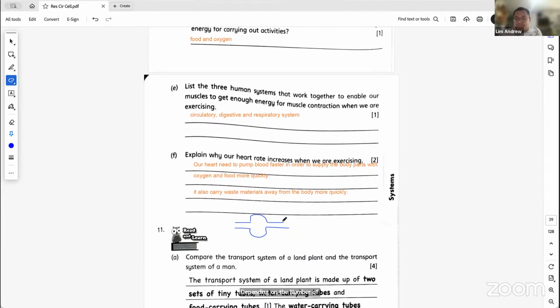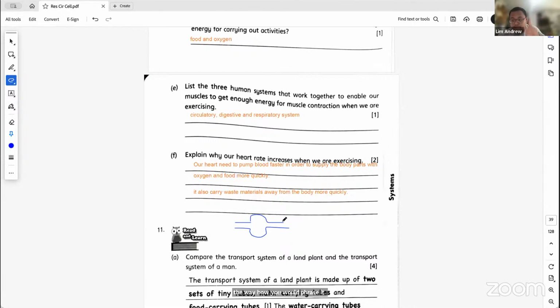So the correct answer should be our heart needs to pump blood faster. The heart rate increases because our heart needs to pump blood faster, not more, faster, in order to supply the body parts with oxygen and food more quickly. Not because our heart needs to pump more blood. You would not see a big chunk of blood floating around your body. It's just the way you phrase it. The correct keyword here is pump blood faster.